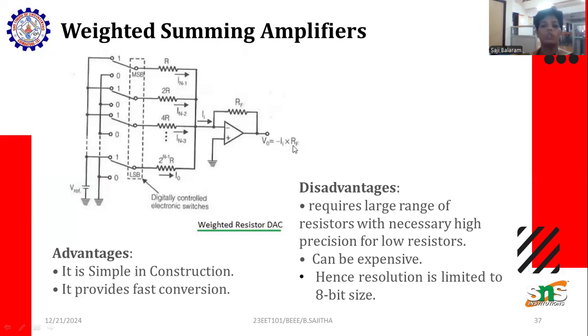So here we have also represented the advantages and disadvantages of these circuits. The advantages are that it is very simple in construction and it provides a very fast conversion when compared to the other summing amplifiers. And now coming to the disadvantage side, it requires a large range of resistors with necessary high precision for low resistors, and it can be very expensive. Hence, the resolution here is limited to 8-bit size.